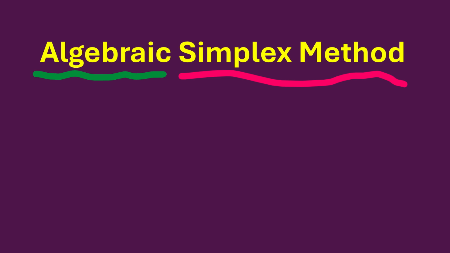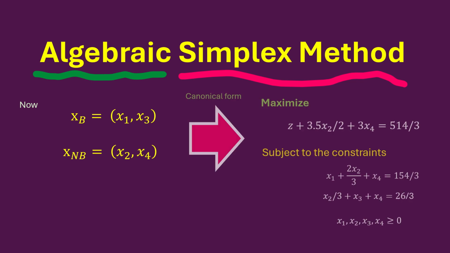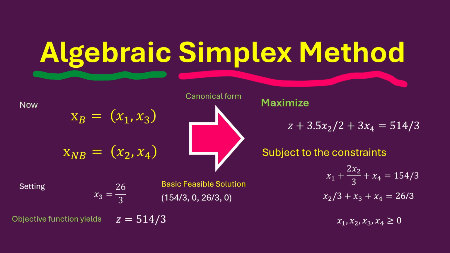Now, the basic variables are x1 and x3, and the non-basic variables are x2 and x4. We will update the canonical form of the problem for these basic and non-basic variables. Then setting x3 equal to 26 by 3 yields this basic feasible solution. And this solution, when placed in the objective function, yields a value of 514 divided by 3, which is greater than the value from the previous feasible solution.